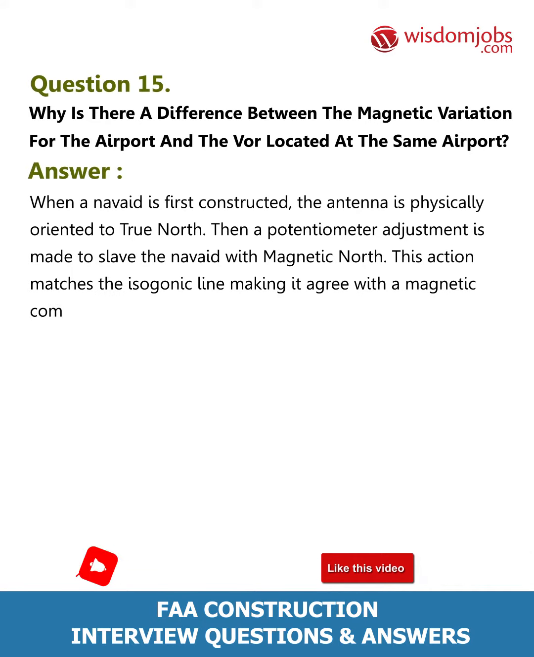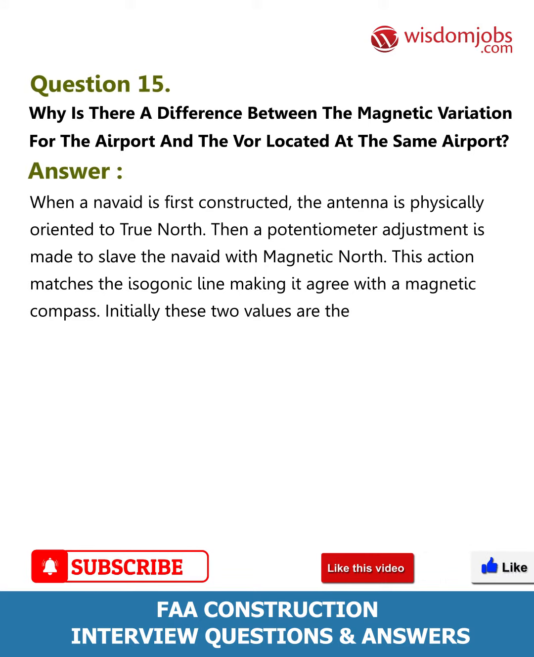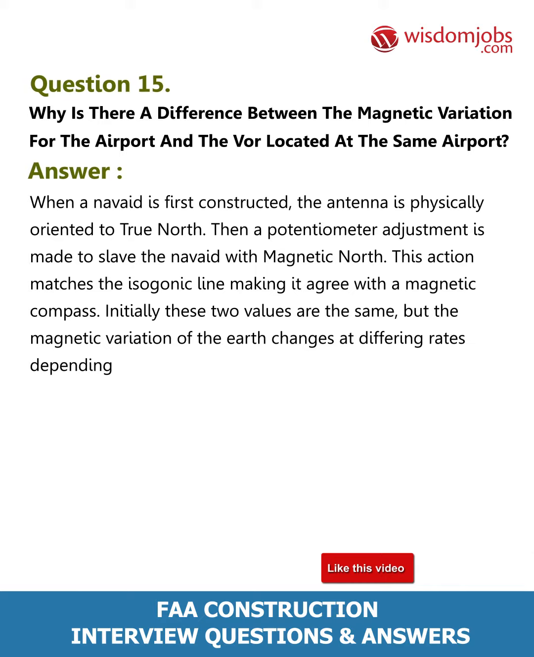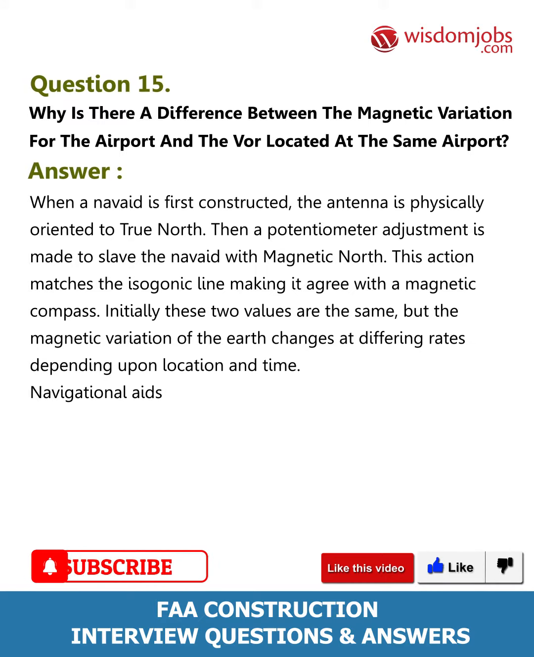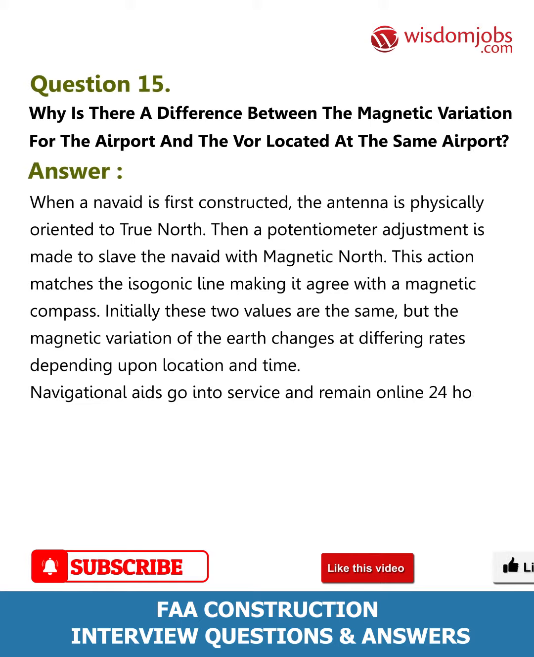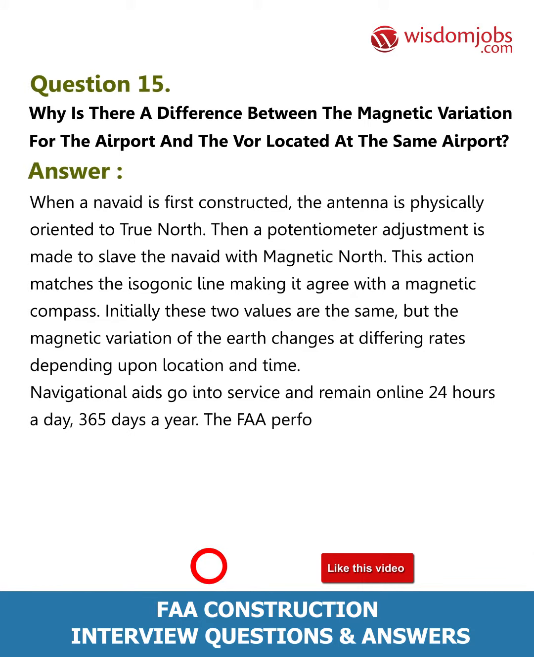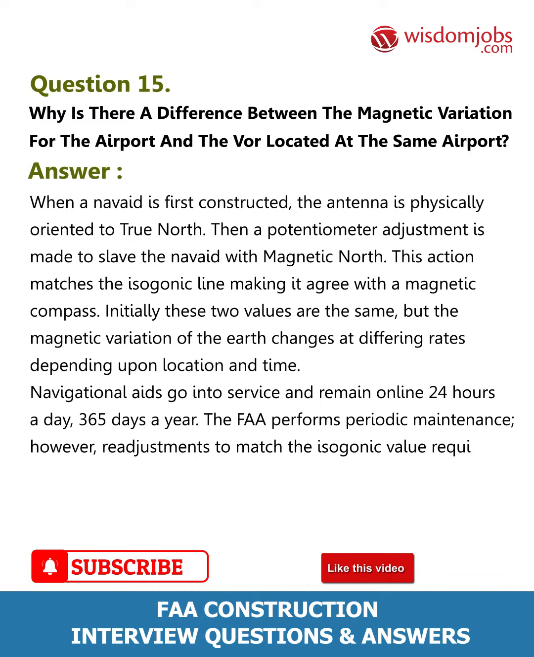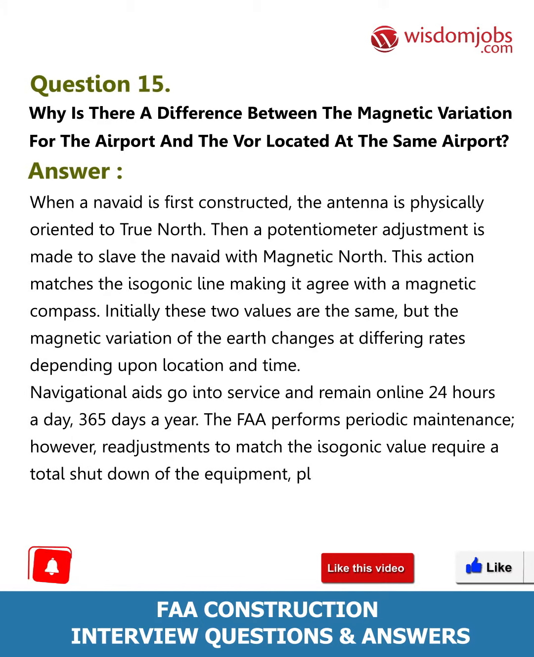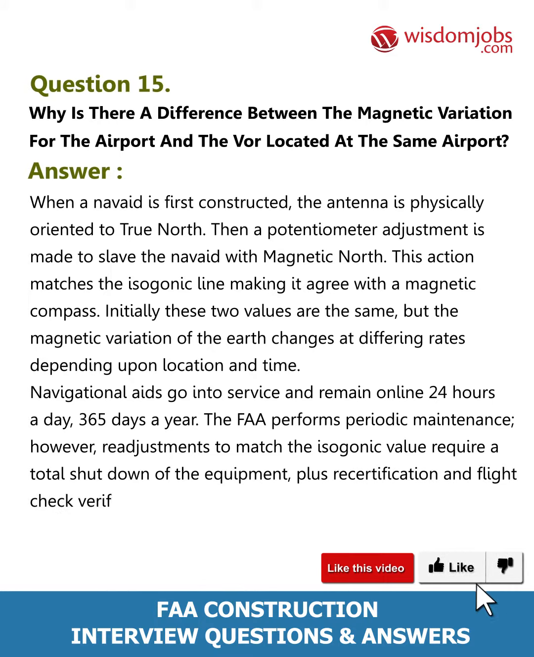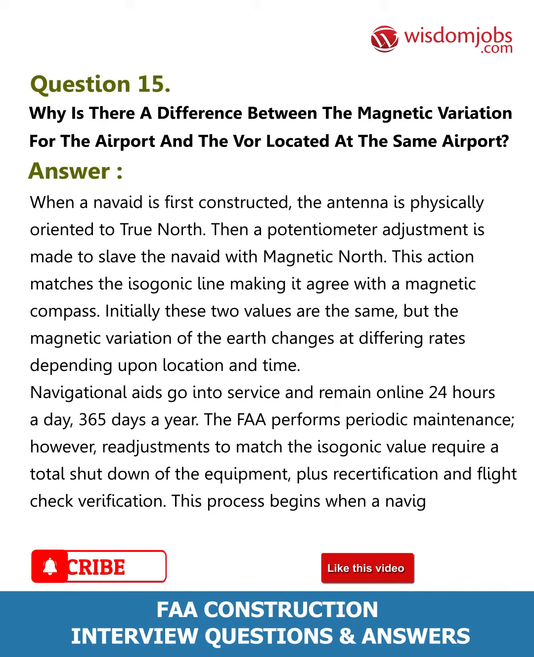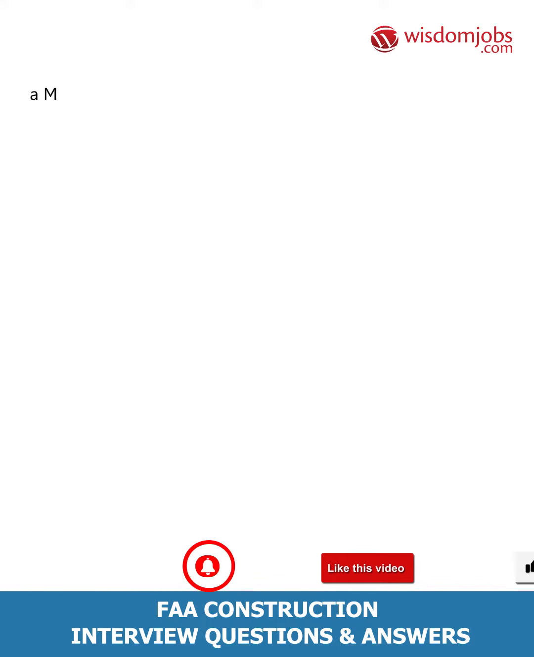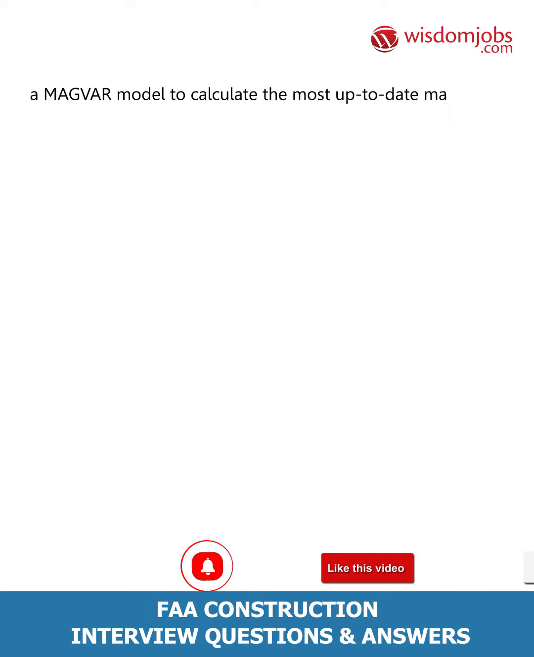Initially, these two values are the same, but the magnetic variation of the Earth changes at differing rates depending upon location and time. Navigational aids go into service and remain online 24 hours a day, 365 days a year. The FAA performs periodic maintenance. However, readjustments to match the isogonic value require a total shutdown of the equipment, plus recertification and flight check verification. This process begins when a navigational aid is out of tolerance by at least 6 degrees. GPS databases use a McGuire model to calculate the most up-to-date magnetic variation.